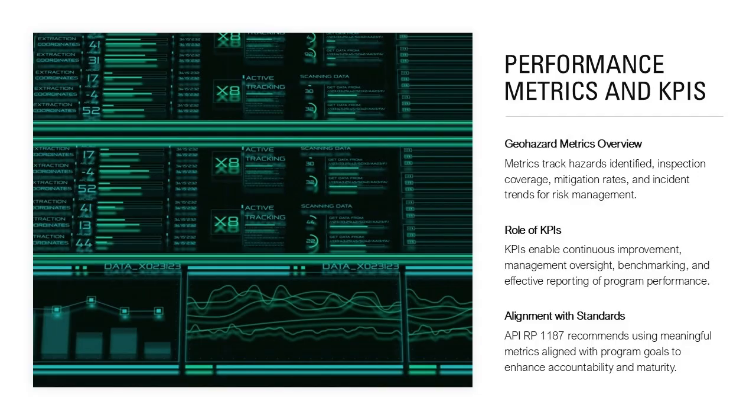Performance metrics and key performance indicators (KPIs) are used to evaluate the effectiveness of geohazard risk management programs. Metrics may include number of identified hazards, inspection coverage, mitigation completion rates, or incident trends. Well-defined KPIs support continuous improvement and management oversight. They also facilitate benchmarking and reporting. API-RP 1187 encourages use of meaningful metrics aligned with program objectives. This slide explains how performance measurement supports accountability and program maturity.